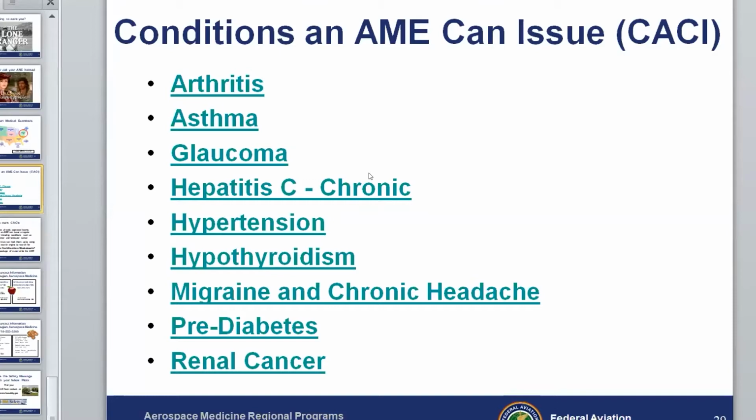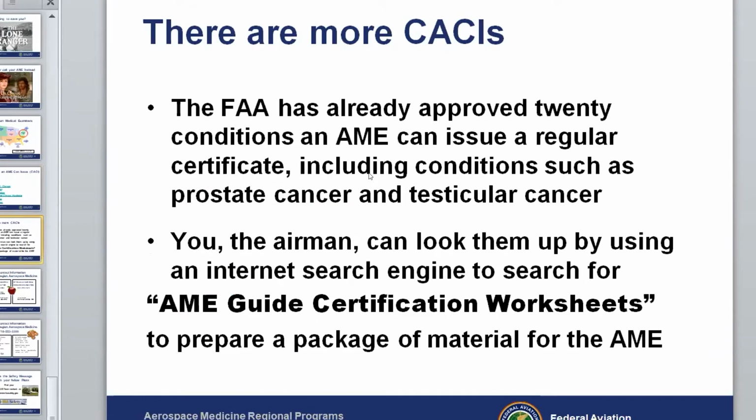If you go to your aviation medical examiner with a complete report from your treating physician, and there's a worksheet associated with each of these conditions, and the worksheet algorithm items are complied with, then the aviation medical examiner can issue the medical certificate. Go ahead. 20 conditions, can issue a regular certificate. It's significant things like prostate cancer. And you can find these things in the guide.